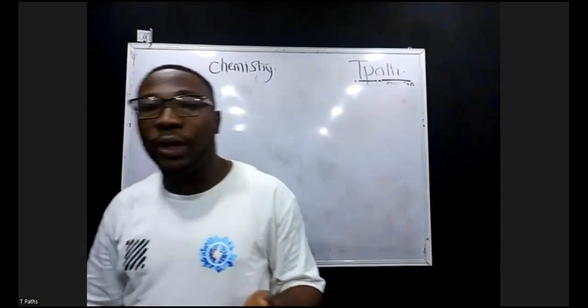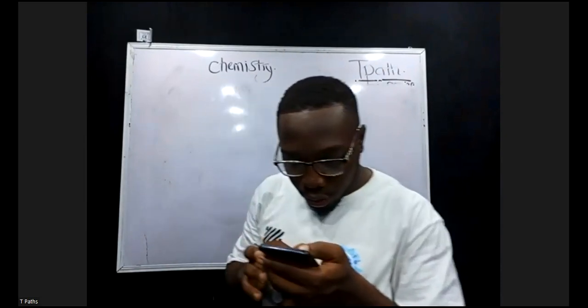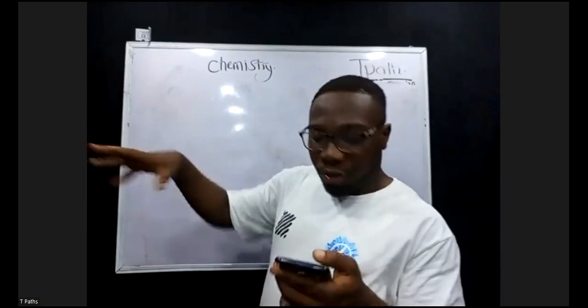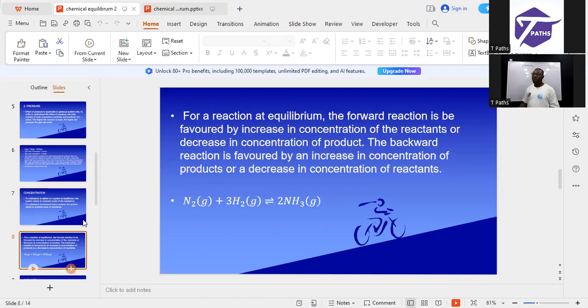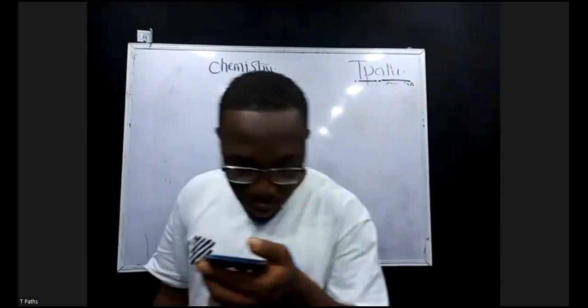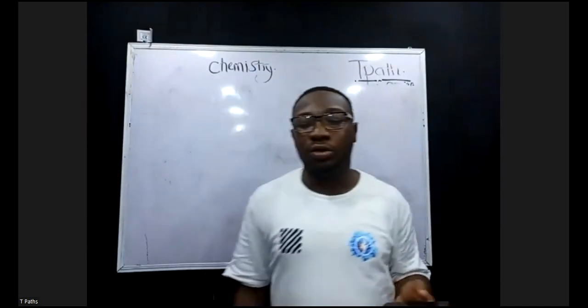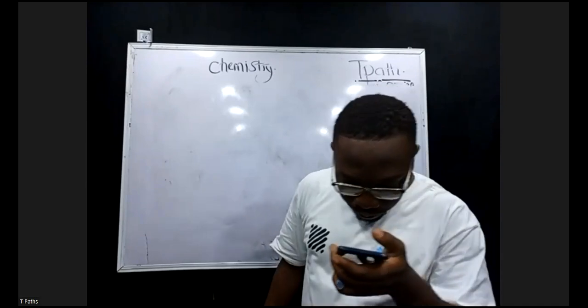Now let's consider a reaction at equilibrium. In the next slide, you see that for a reaction at equilibrium, the forward reaction is favored by an increase in concentration. That is true in most systems. When you increase concentration, you favor the forward reaction most of the time. And when you favor it, there will be an increase in the concentration of the reactant or a decrease in the concentration of the product. So when you add concentration, one of them must happen.